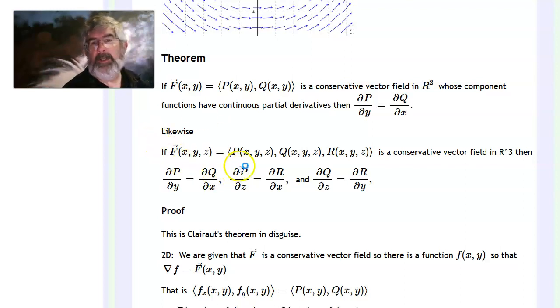Likewise, if your vector field is in R3, so my components are now P of xyz, Q of xyz, and R of xyz, those are the x, y, and z components of my output for this vector field. I say, if this is conservative in R3, then there are three equalities of partial derivatives. The partial of P with respect to y is equal to the partial of Q with respect to x. Likewise, the partial of P with respect to z is equal to the partial of R with respect to x. And the partial of Q with respect to z is equal to the partial of R with respect to y. So if it's conservative, then these things are true.